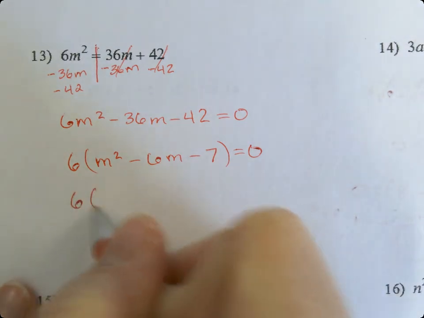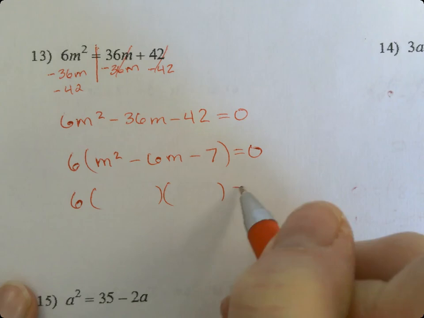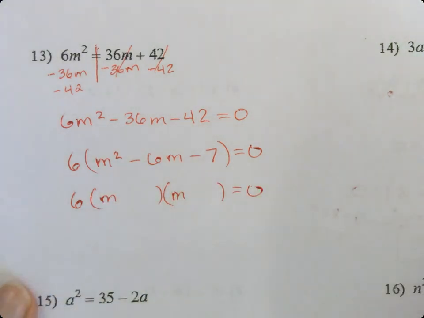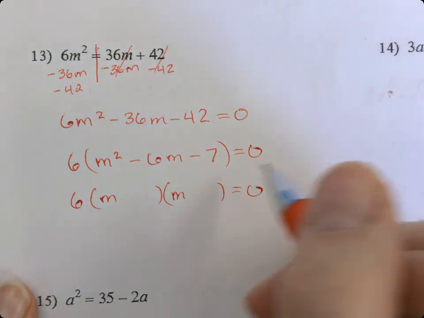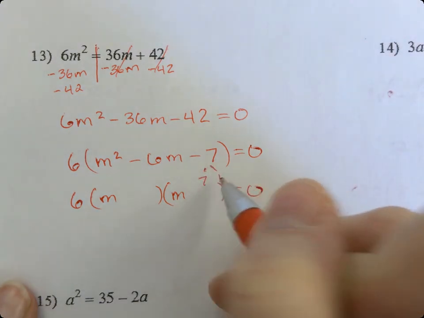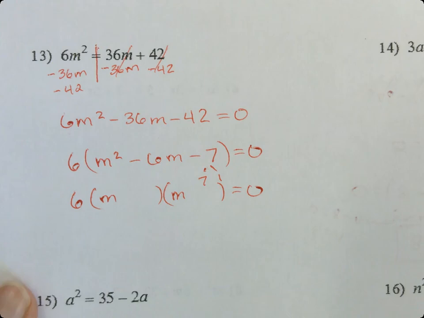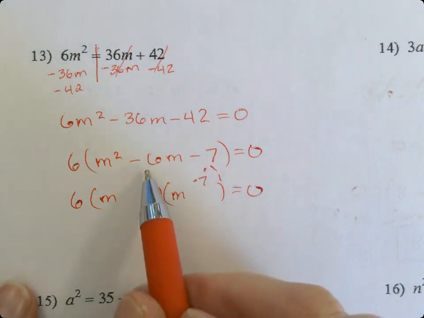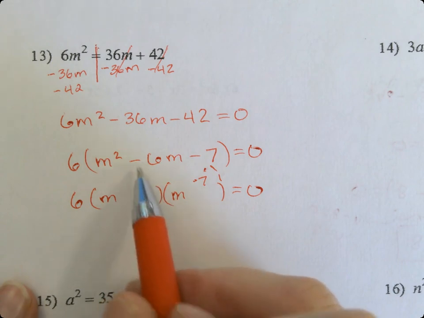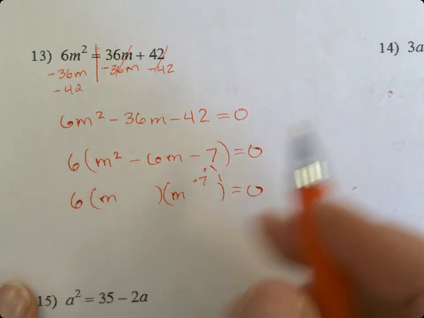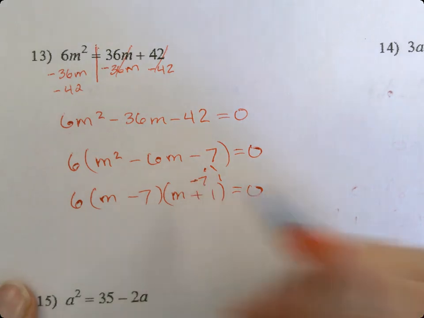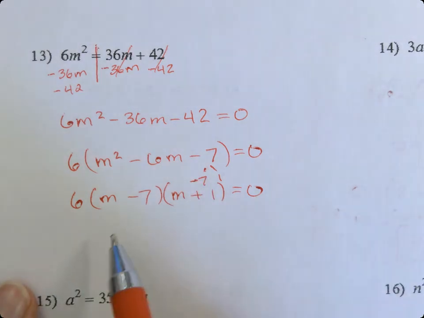Keep the 6 on the outside and then break it down. So m times m, and what gives me -7? My only options are 7 and 1, and which one should be negative? Actually, I want the 7 to be negative so it adds up. So the bigger number needs to be the negative. So m minus 7, m plus 1. Does the order of that matter? No, as long as you have m minus 7, m plus 1.